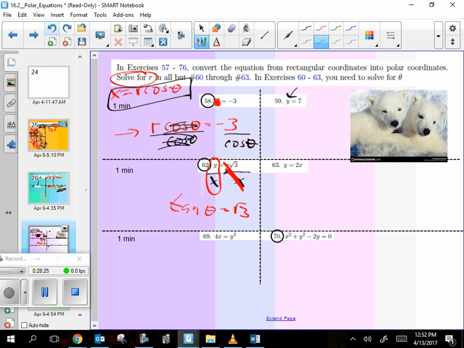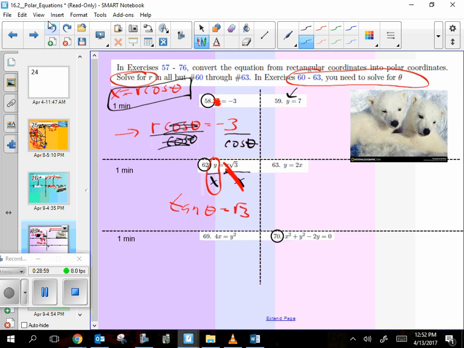And why can't I just stop there? Because it says in 60 through 63, you need to solve for theta. All right, so I need to solve for theta now. So how do you get the tangent off of there? Inverse tan. And then you'll have theta alone. So do we actually type in inverse on the calculator? No. All you were doing is writing me an equation. And the equation should say theta equals blah. So I got to get this off of here so I do something to both sides.